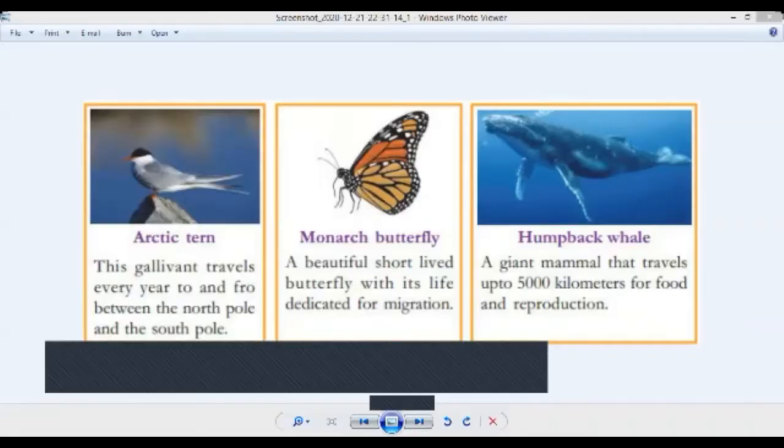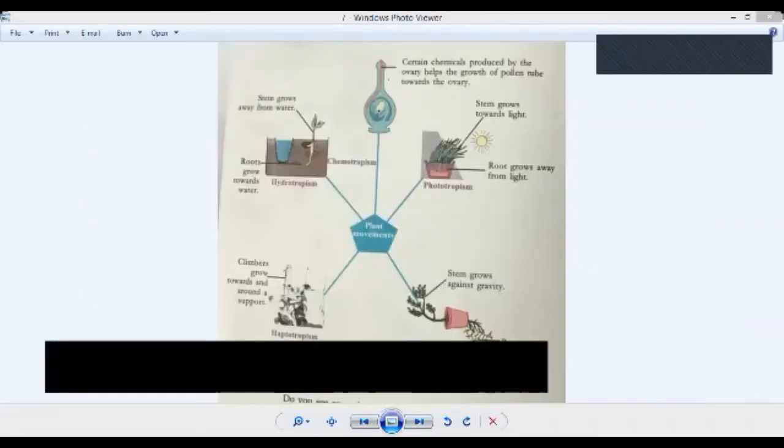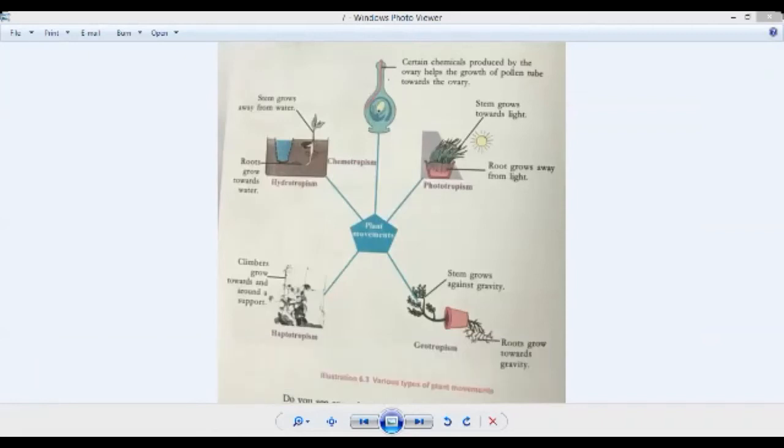You can see in the picture itself, the plant is growing towards light: the stem will grow towards light and the root grows away from the light, and that is known as phototropism. In phototropism, the stem grows towards light and the root grows away from light. So always the stem grows towards the light.